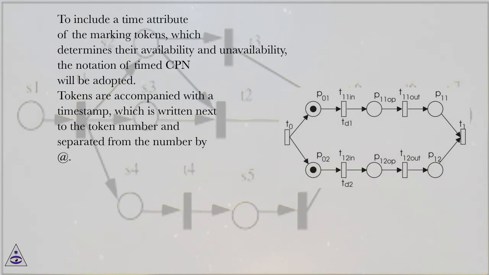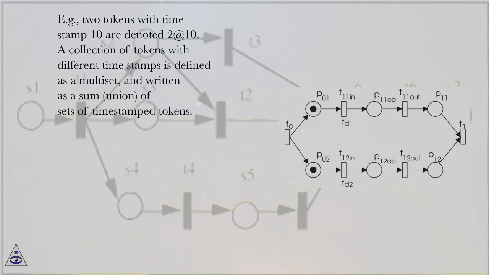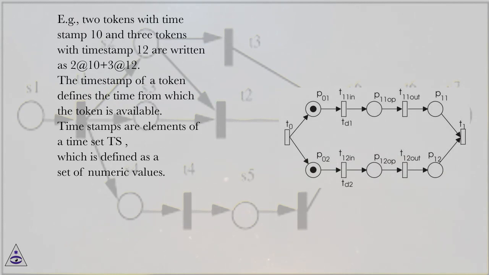To include a time attribute of the marking tokens, which determines their availability and unavailability, the notation of timed CPN will be adopted. Tokens are accompanied with a timestamp, which is written next to the token number and separated from the number by @. For example, two tokens with timestamp 10 are denoted 2@10. A collection of tokens with different timestamps is defined as a multiset, and written as a sum, union, of sets of timestamped tokens. For example, two tokens with timestamp 10 and three tokens with timestamp 12 are written as 2@10 + 3@12.